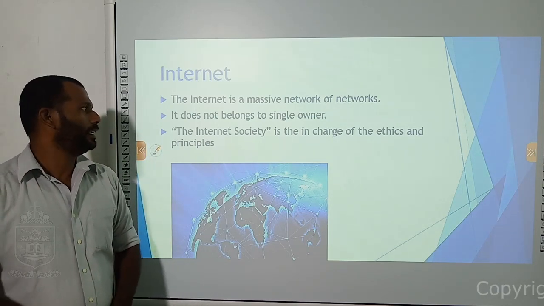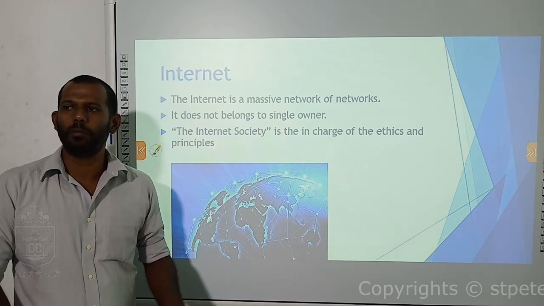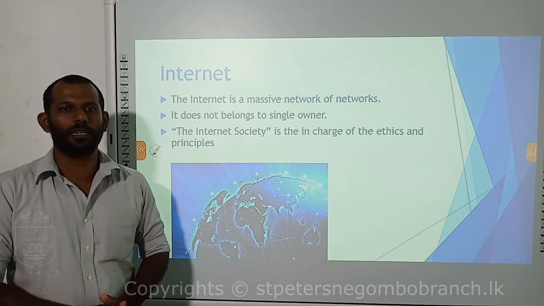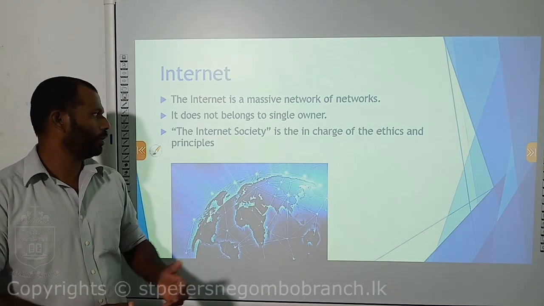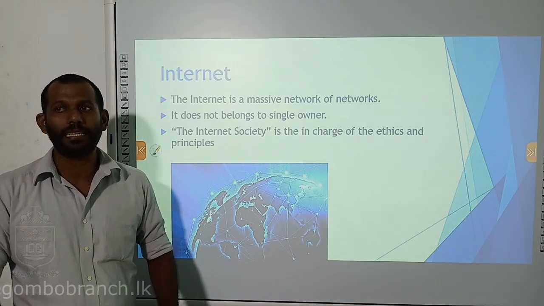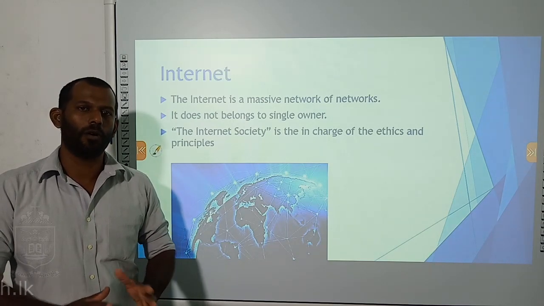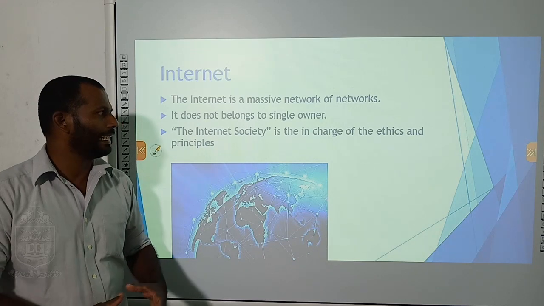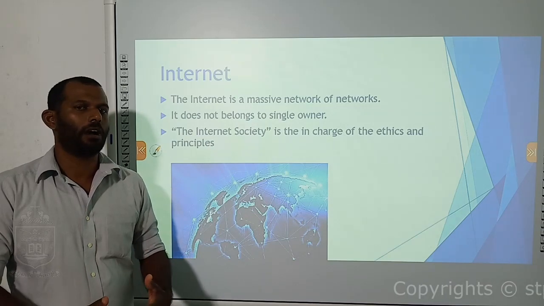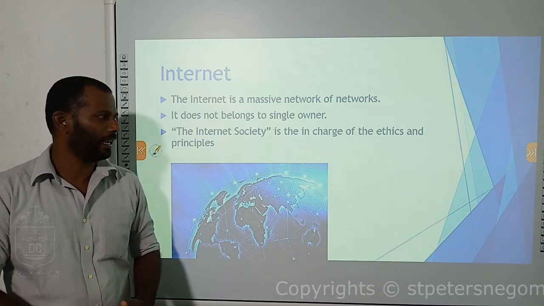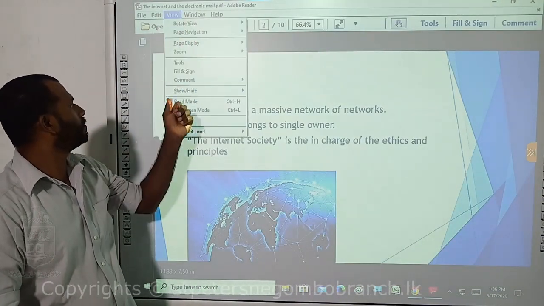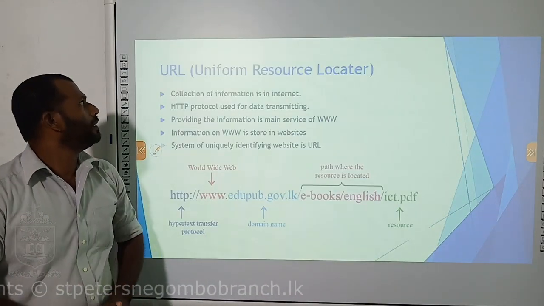And another thing, the internet does not belong to any person or any single organization. It's a collection of a team effort. Also, the Internet Society is in charge of the ethics and the principles of the internet. It is the boss or master of the internet. That organization is in charge of all the ethics and principles of the internet.